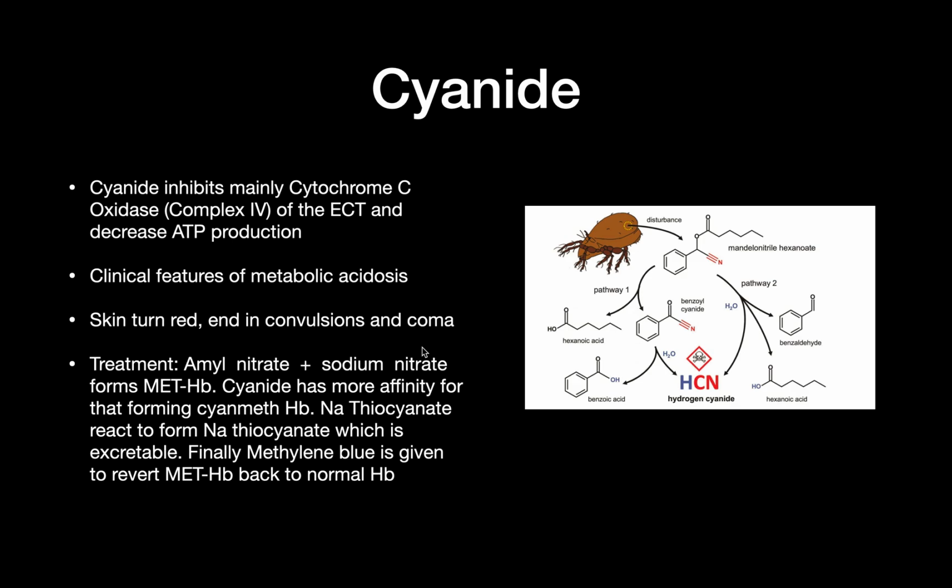poisoning. And we first give them amyl nitrite and sodium nitrate, so it will form methemoglobin, because cyanide has a higher affinity to form cyanmethemoglobin, and then sodium thiosulfate is given, so it reacts to form sodium thiocyanate, which is excretable. So once the kidneys have excreted that, methylene blue is given to revert methemoglobin back to normal hemoglobin.